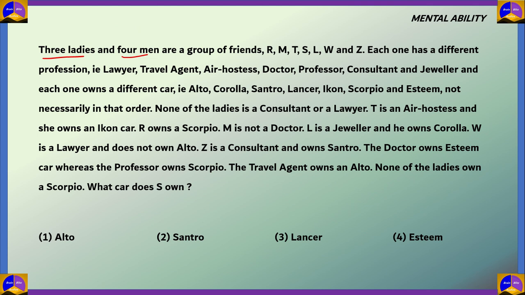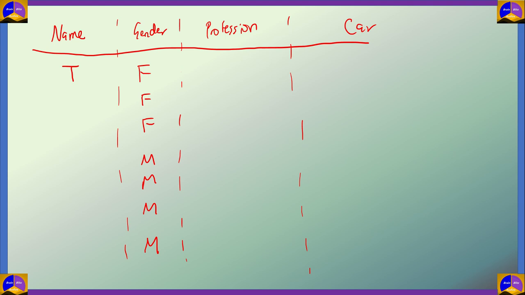Now, if we look at the question, we need some statements which can be completely filled without any other possibilities. For example, here we have T is an air hostess and she owns an Icon car. Here we get T, she, which indicates it's a female, and air hostess gives the profession and Icon car gives the car. So that fills one complete row. So T, air hostess, and Icon car.